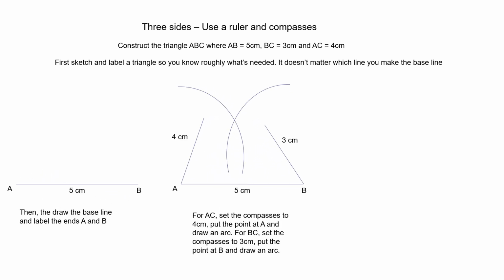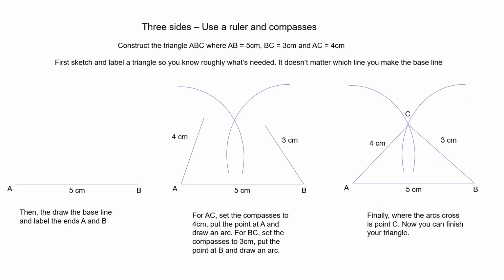For AC, set the compasses to 4 centimeters, put the point at A and draw an arc. For BC, set the compasses to 3 centimeters, put the point at B and draw an arc. Finally, where the arcs cross is point C. Now you can finish your triangle.